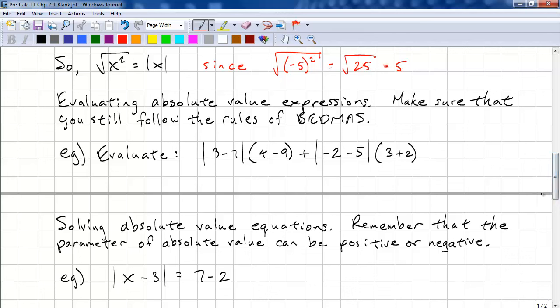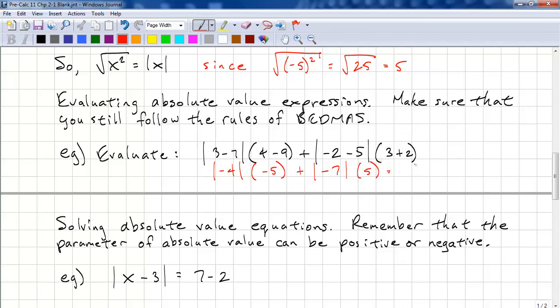Okay, evaluating absolute value expressions, we still follow BEDMAS. So here we have 3 minus 7, that's the absolute value of -4. 4 minus 9, that's -5. Plus the absolute value of -2 minus 5, that's the absolute value of -7. And we have 3 plus 2, and that's just 5.